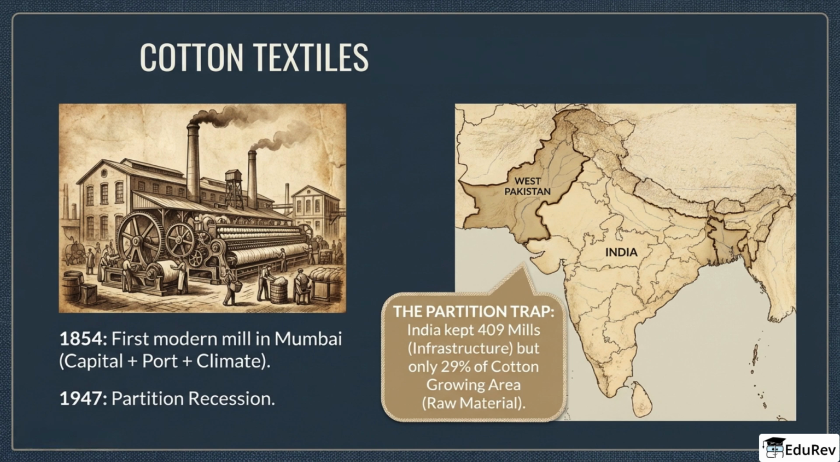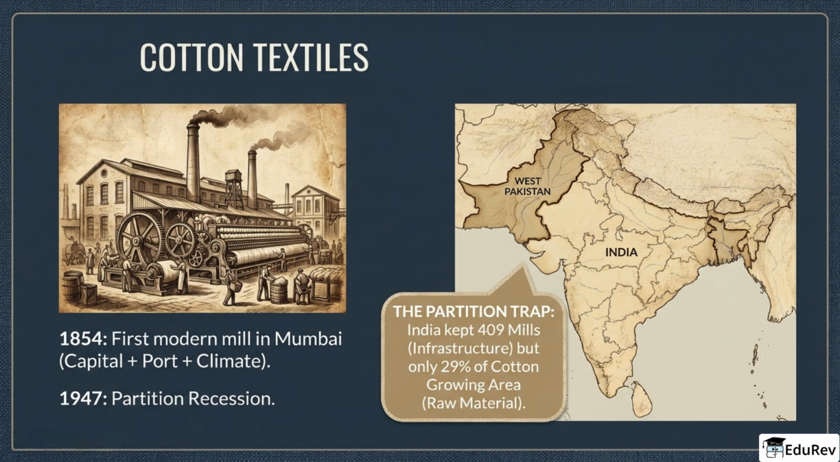Capital matters because mills need investment. Port matters because raw material and export linkages improve. And climate matters because humid conditions help spinning by reducing yarn breakage. Then comes the shock of 1947, the partition recession. And here lies the real trap.